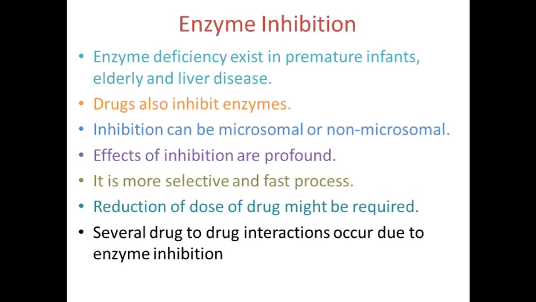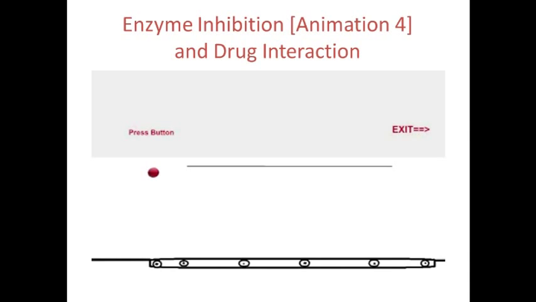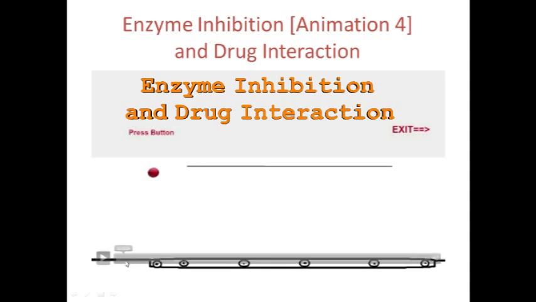A reduction of dose might be required. Definitely, if the drugs are not going to get metabolized, their levels will go up in the body, so you need to reduce the dose of a drug in case there is some kind of enzyme inhibition occurring. And several drug to drug interactions again are important when you talk of enzyme inhibition. So drugs do inhibit enzymes, and there will be drug interaction occurring with enzyme inhibition.